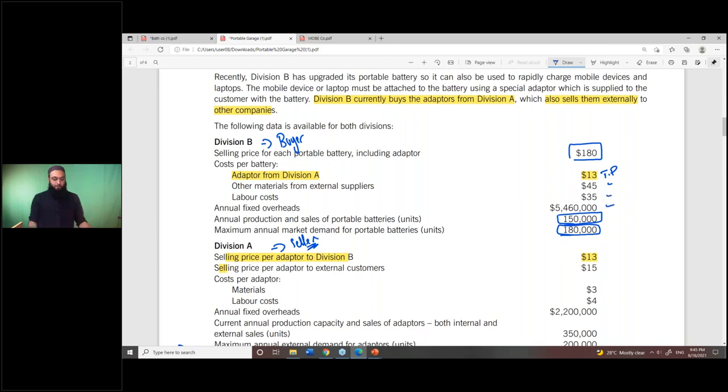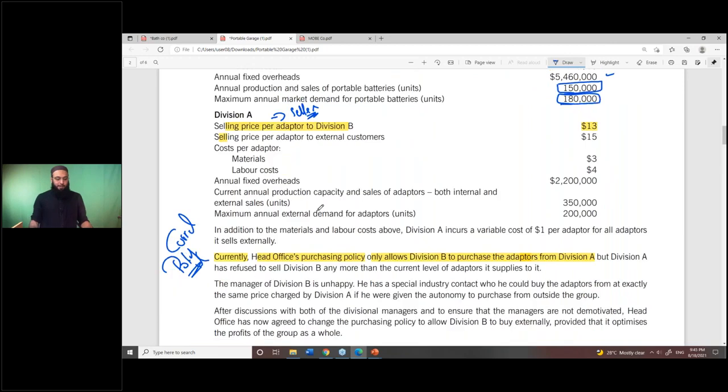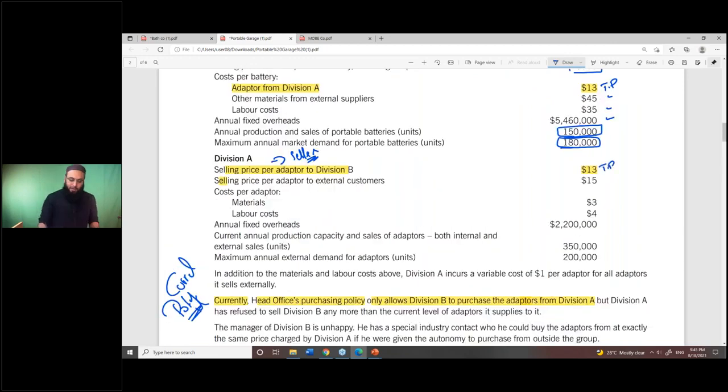Done. Now the seller A. A sells to division B. This is the transfer price, but A also sells in the external market for 15. Now here I will determine how many A is selling internally and how many externally. So it's clear from the units here that 150 units B is buying internally because it's the head office policy to buy only from A.